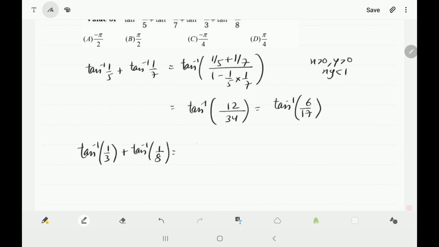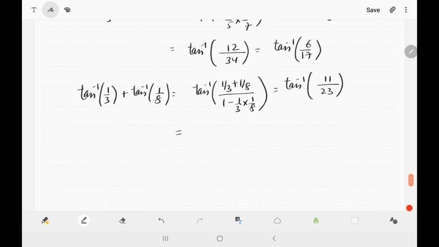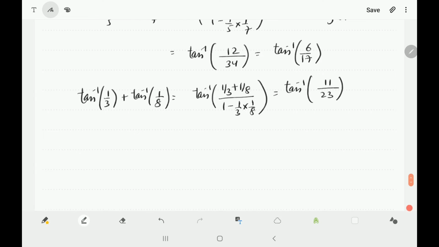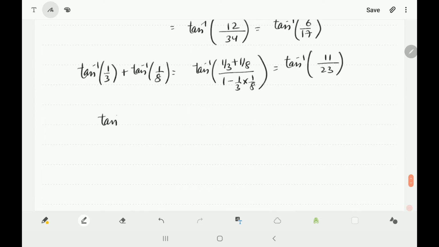Okay, so now we will have tan inverse of (1/3 + 1/8) upon (1 - 1/3 into 1/8). Once you simplify this term, you will have tan inverse of 11 divided by 24 - 1, which is 23. So we will have this value as tan inverse of 11 by 23, which is already simplified. Now we have to add these two terms because we have the sum of all these terms. So I can now write it as tan inverse of 6 by 17 plus tan inverse of 11 by 23.